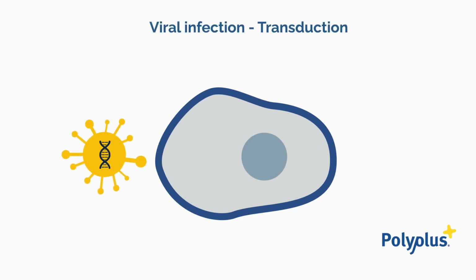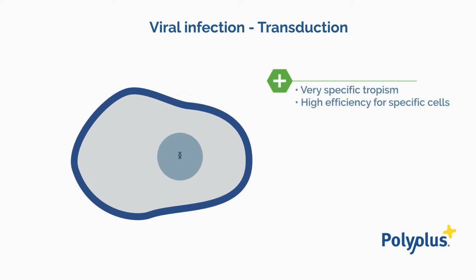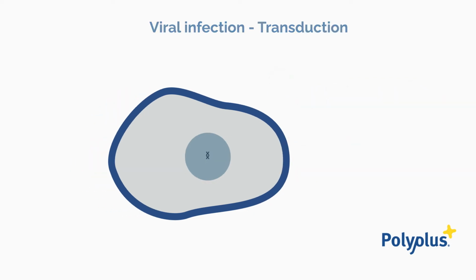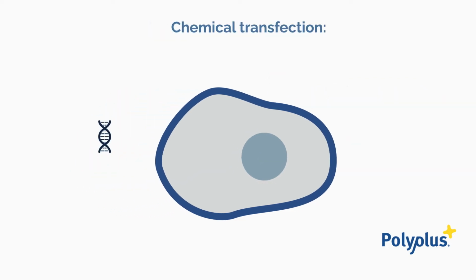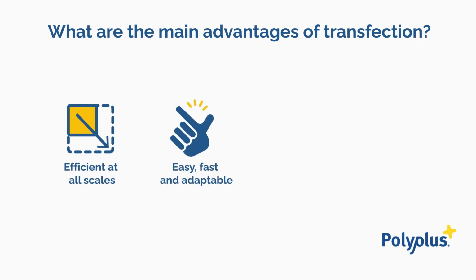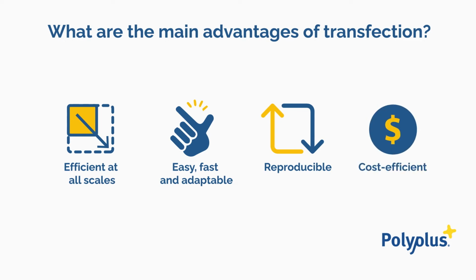Transduction refers to virus-based delivery of nucleic acids in cells. Scientists insert genetic material into the genome of the virus, which requires expertise and specific lab biosafety levels. Chemical-mediated transfection refers to engineered polymers that encapsulate genetic material that are internalized into cells via endocytosis. Chemical-mediated transfection is the easiest method to transfect cells. Efficiency, easiness of use, reproducibility, and cost-effectiveness are ensured.